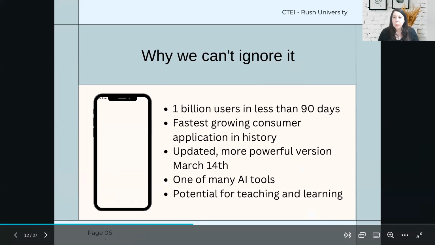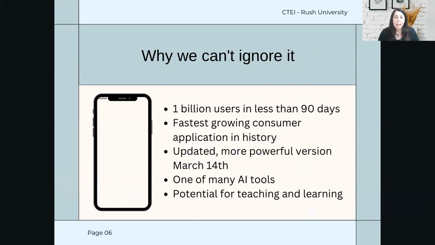So really importantly, what I want to stress before I wrap up is that it's not possible to ignore ChatGPT at this point. In the first 90 days that the tool was released, it had over 1 billion users, and it's one of the fastest growing consumer applications in history. And it's constantly becoming updated and more powerful. On March 14th, a more updated version came out, and the next update, I think, is slated for December 2023, which is going to be significantly more powerful than what we have now.